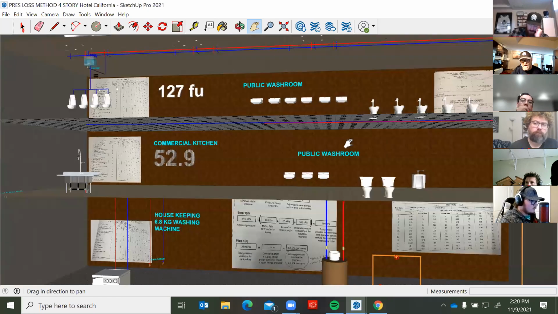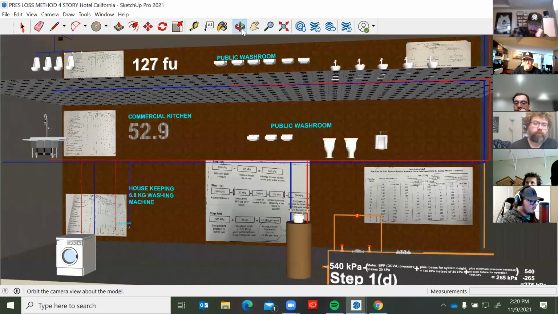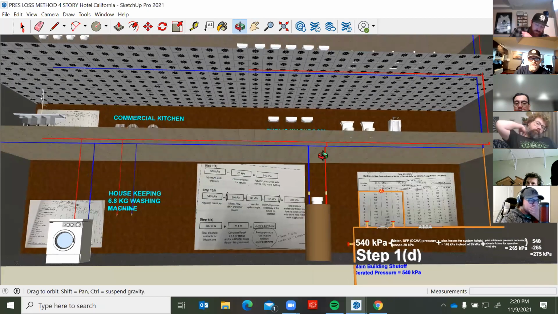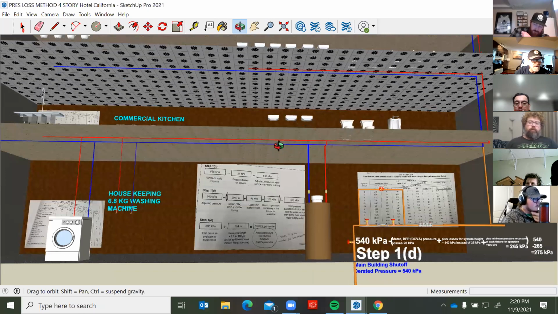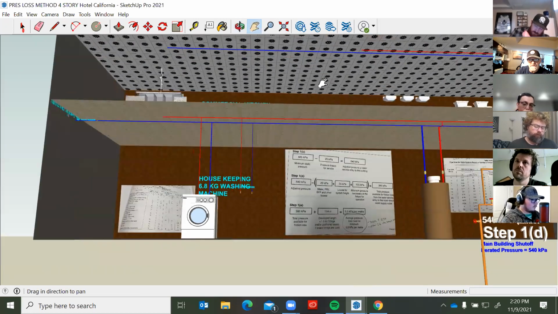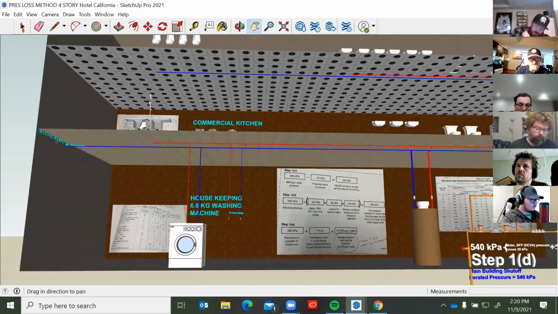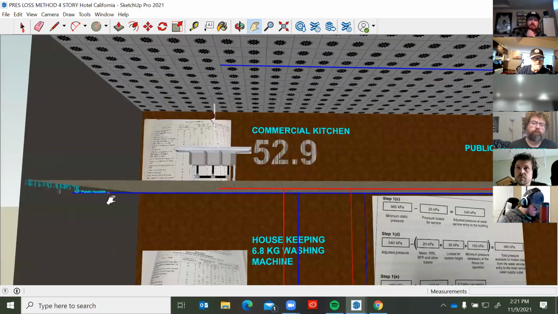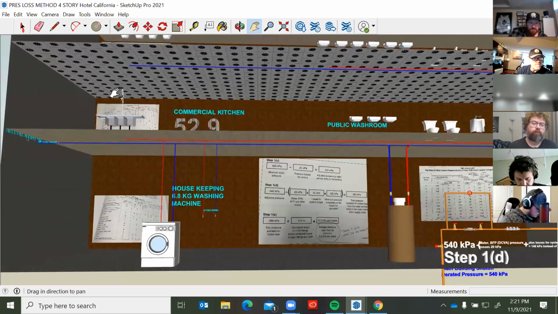So let's do a harder one. Let's go here. We're still going to do cold. So I want to size this cold line right here. What am I counting? Well, I'm going to count everything to the left of that cold line, aren't I? And to the left of that cold line is going to feed this commercial kitchen, these 2 hose bibs, this 6.8 kilogram washing machine, and this hose bib, which is half inch public hose bib, and commercial kitchen sink.